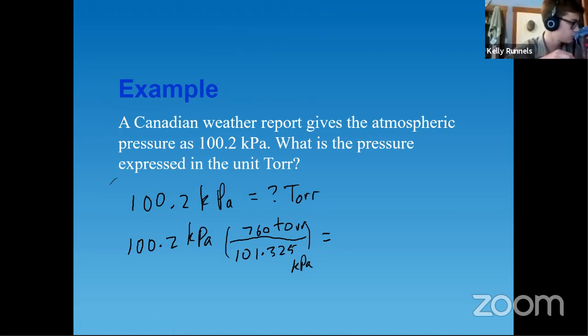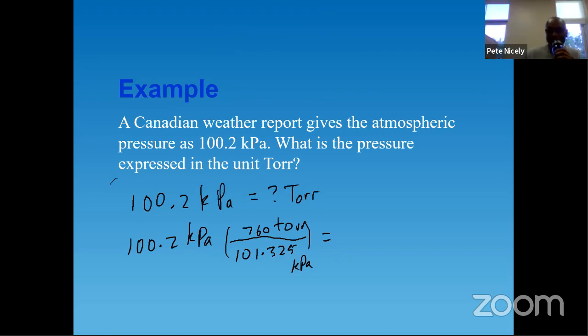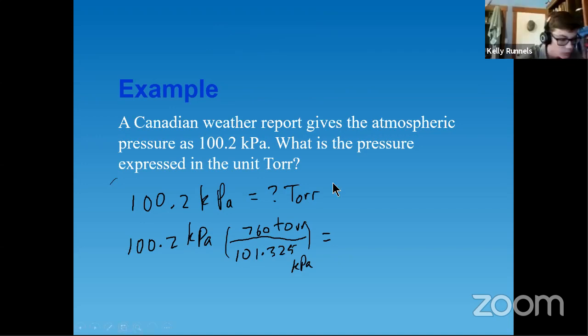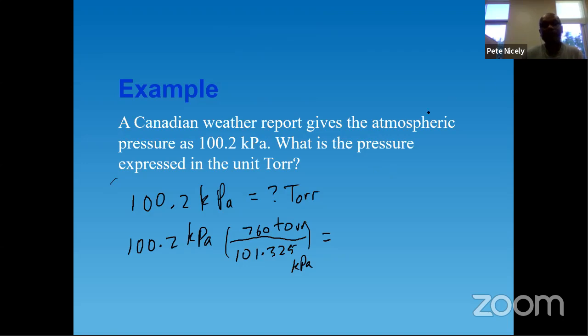All right. Now, unfortunately, I left my calculator at home. But here, give me a second. I've got whatever it's called. Let's see here. Well, you're working it out? Yeah, 100.2 times 760. Okay, let me type that out real quick.